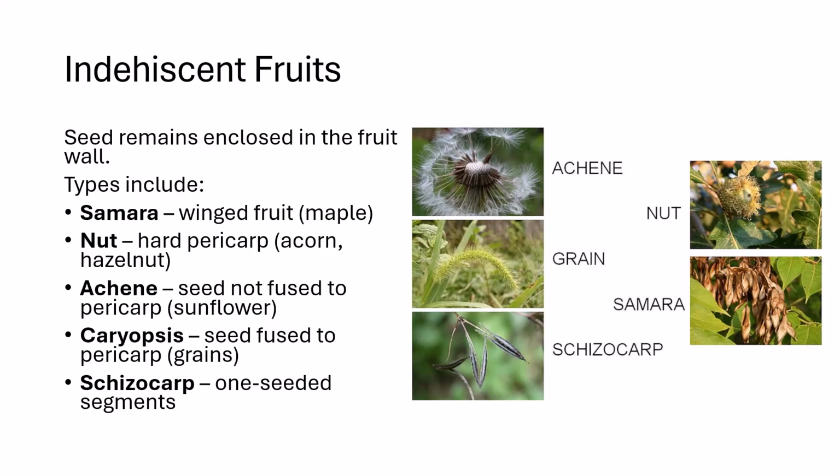Another type of indehiscent fruit is the schizocarp. In this case, the fruit develops from multiple fused carpels but later separates into individual one-seeded units called mericarps. Each mericarp still encloses the seed. Examples occur in members of the carrot family.